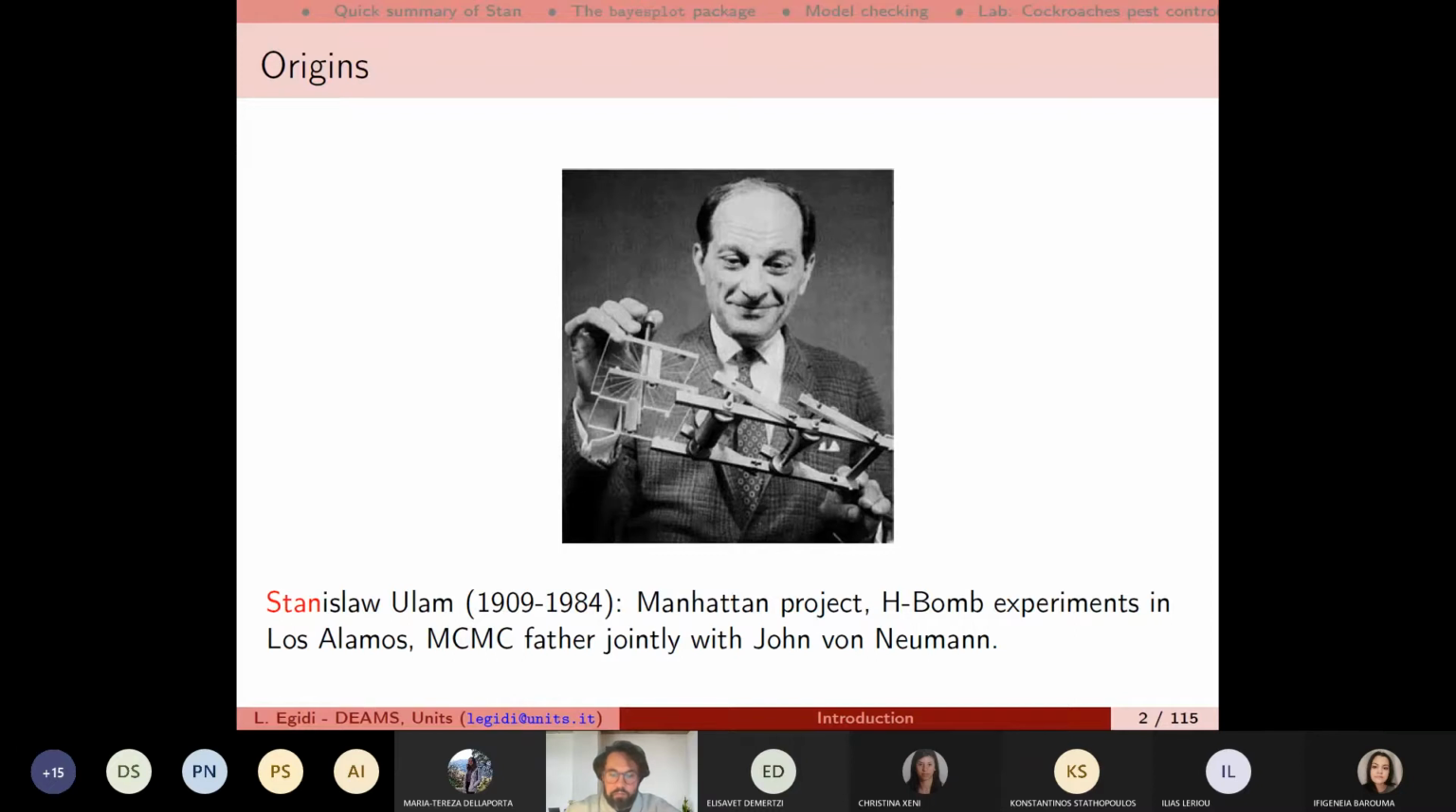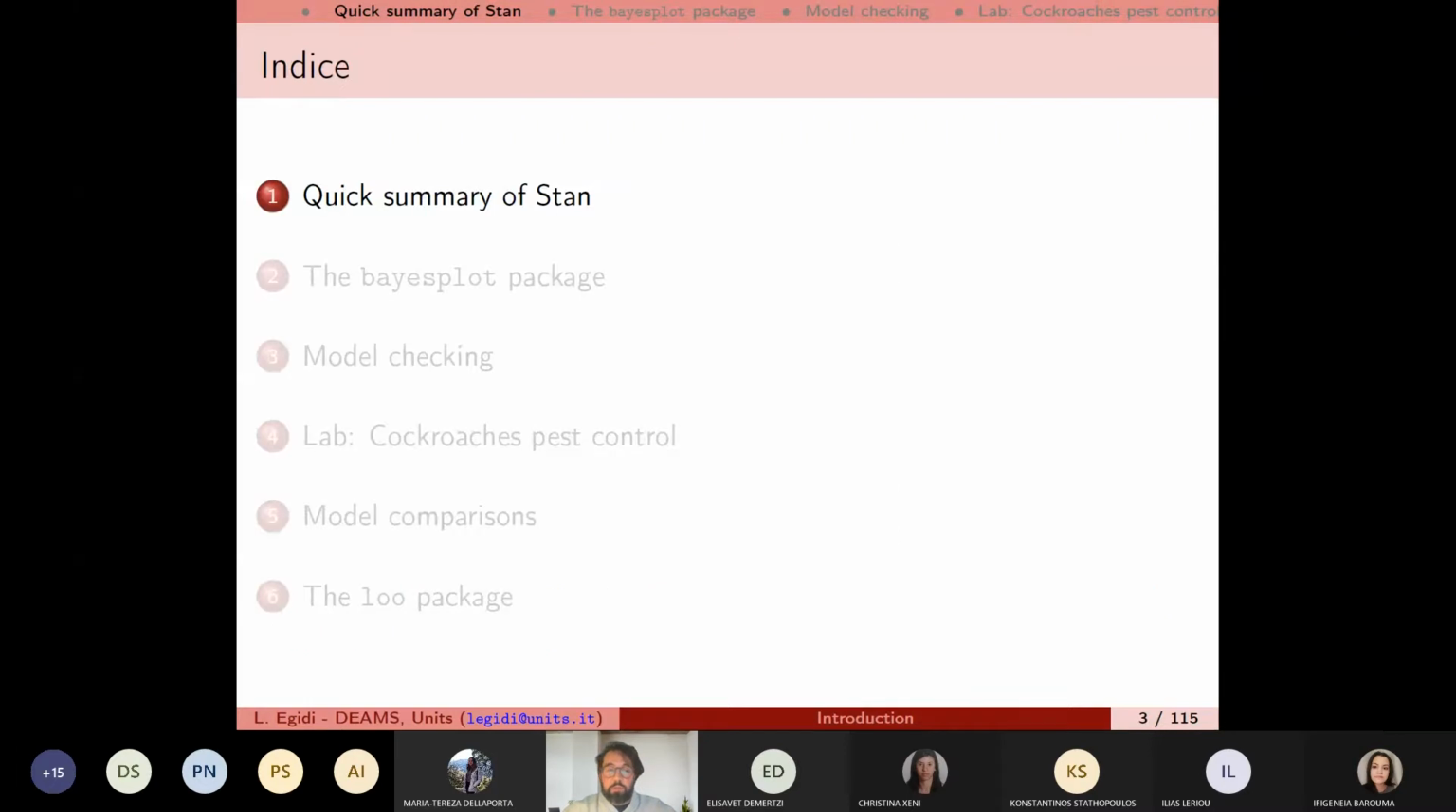Stanislav Ulam is the person after whom Stan is named. He was one of the people involved in the Manhattan Project and the H-bomb at Los Alamos in the 50s of the 20th century. So the name Stan is due to this very brilliant person, working with Fritz Metropolis and other scientists, also with John von Neumann in the Los Alamos experiments.